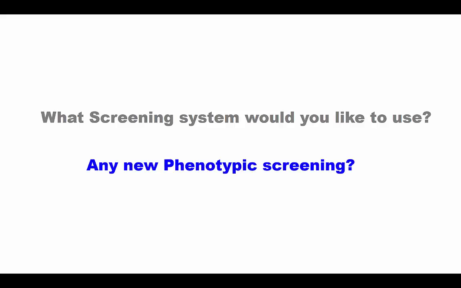I think it's time you seriously think about your proposal topics, and using these examples, this is one big part of your design potentially. So what screening system would you like to use or think about? In addition to the examples I showed you, you can think of any new phenotype screening you can propose.